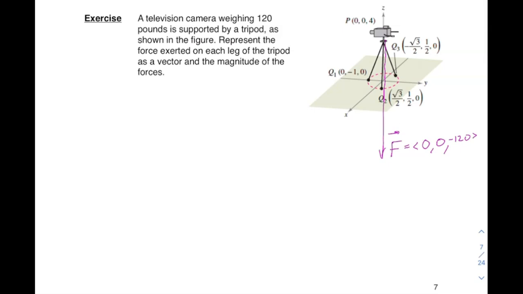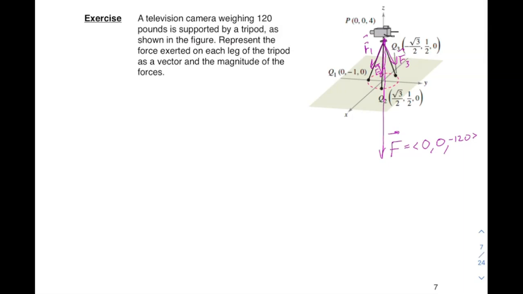Now, these 3 legs of the tripod are supporting this weight. So basically, we could think about forces that go up like this, and together they should combine to cancel out the force F. We are not going to think about these that way. We are just going to think of the opposite forces F1, F2, and F3, that when added together equal F.